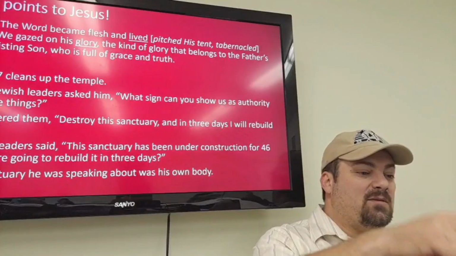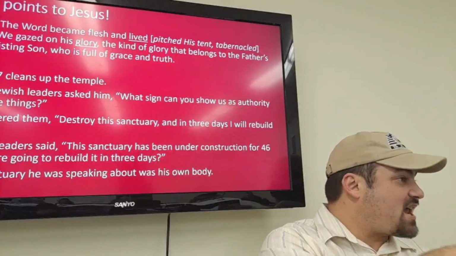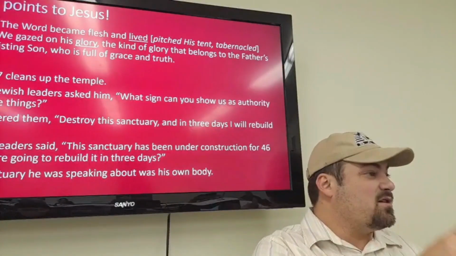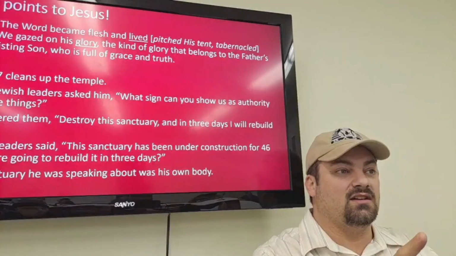Jesus came down and he pitched his tent with us. He tabernacled with you and me so that we could live with him, see him, and see his glory.